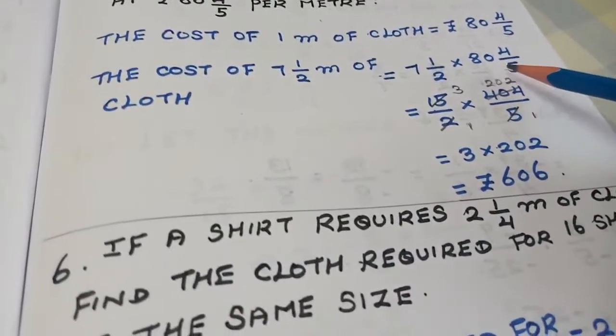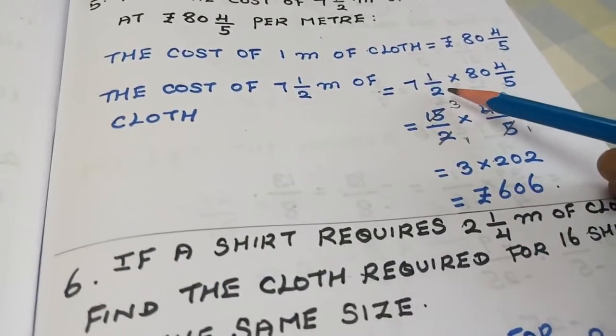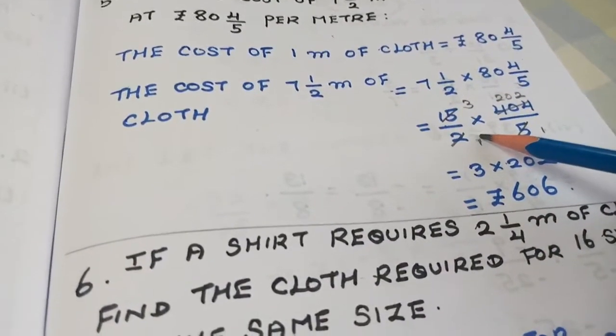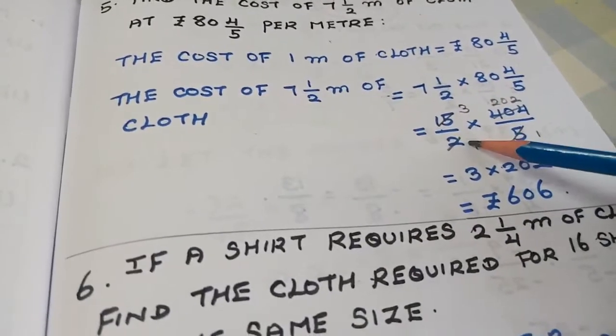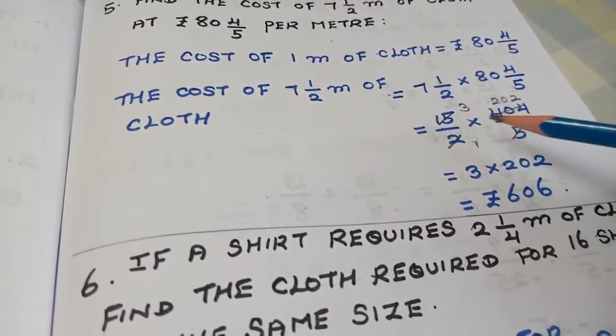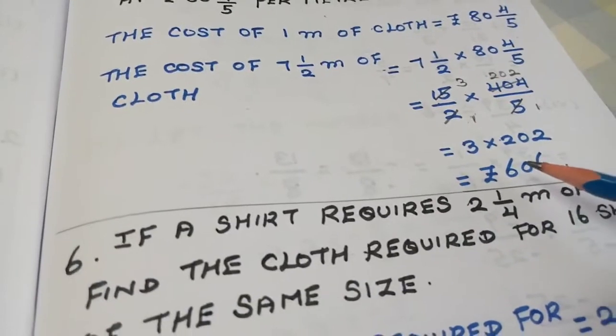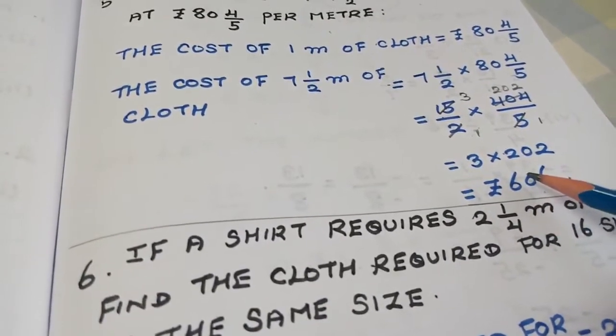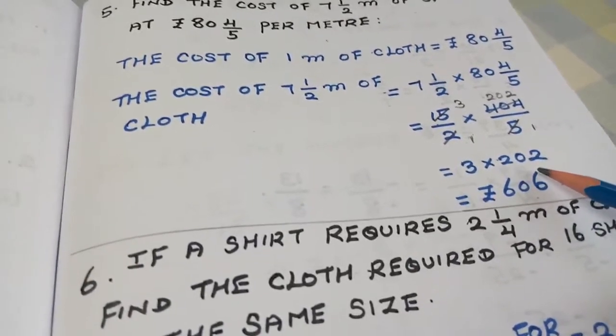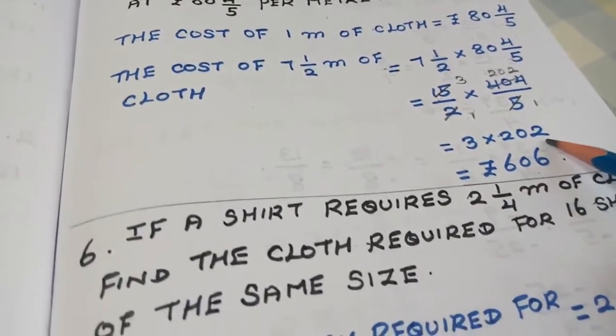What is the procedure here, students? We are going to convert this mixed fraction into an improper fraction. After converting, cancel the terms and the final value is going to be 606. That is the required cost of 7.5 meter of cloth. So you have to understand the statement properly and then do the sum.